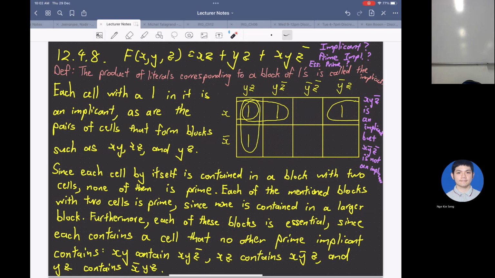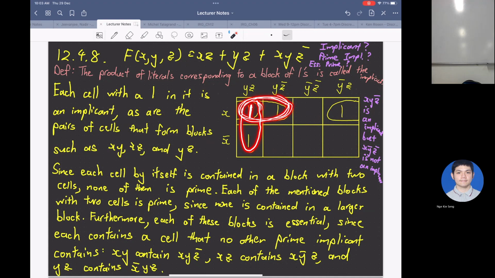How about essential? The definition of essential: the largest block of one that is covering a one in the K-map. Covering a one in the K-map. So for example here, this block here, how many ones? Two. You can see that for this one here, it is covered by the other block.